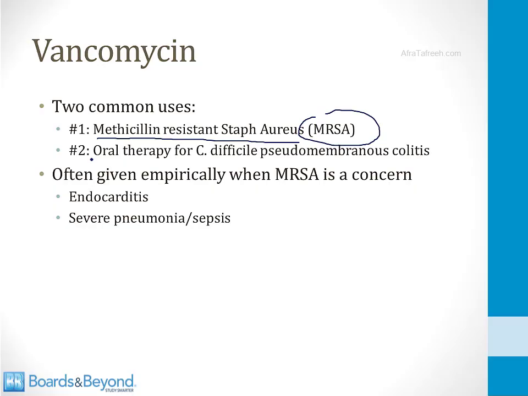The other scenario is oral therapy for C. difficile pseudomembranous colitis. Vancomycin is poorly absorbed, so it's usually given IV. However, in the case of C. difficile infection, it's given orally so that it will remain in the GI tract and exert its effect on the C. difficile infection. And you'll often see vancomycin given empirically, meaning before a bacteria has been identified, when MRSA is a concern. So for example, in patients who present with endocarditis due to an unknown cause, or severe pneumonia and sepsis due to an unknown bacteria, MRSA is often a concern, and in these cases vancomycin is given empirically.